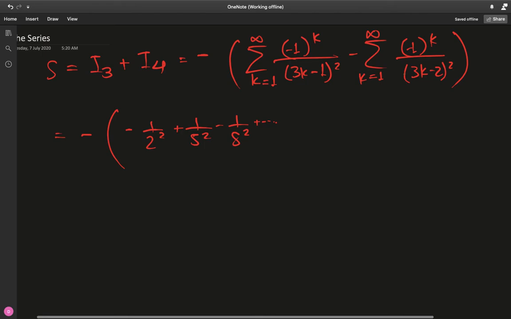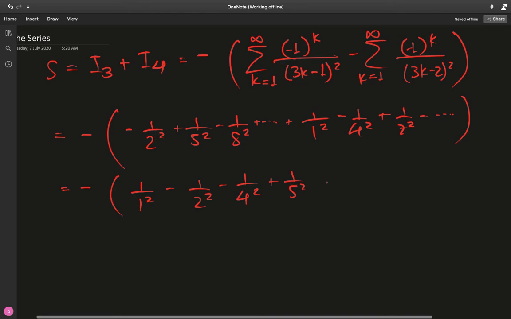And then for the second series, we'll have 1 over 1 squared minus 1 over 4 squared plus 1 over 7 squared, and that goes on till infinity for the second series. So if you just write these terms properly, clubbing terms from both series and writing them in sequence, we have 1 over 1 squared minus 1 over 2 squared minus 1 over 4 squared plus 1 over 5 squared plus 1 over 7 squared minus 1 over 8 squared, and so on.